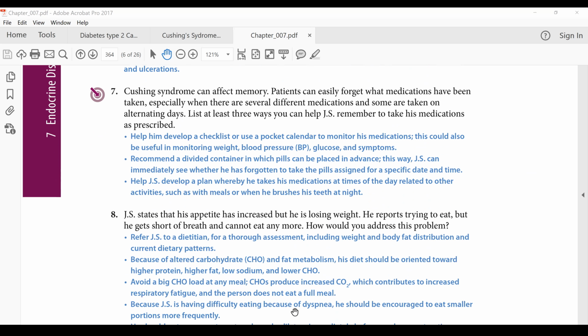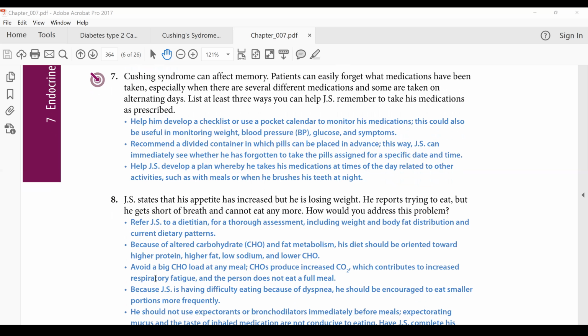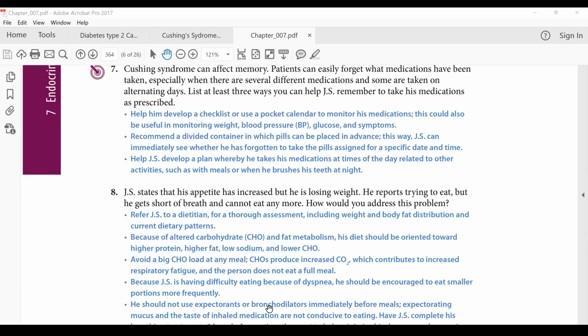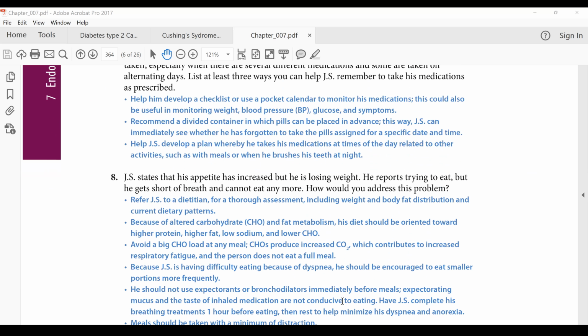Since they're having difficulty eating because of the shortness of breath, they should encourage small, frequent portions, and more frequently. Do not use any expectorants or bronchodilators immediately before meals. Expectorating mucus and the taste of inhaled medications are not conducive to eating. So have him complete his breathing treatment 1 hour before eating and then rest, to help minimize the dyspnea and the anorexia.